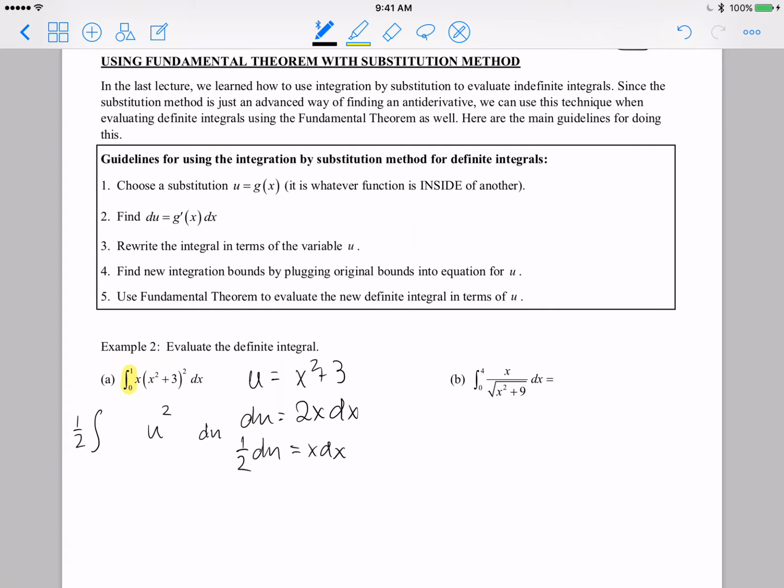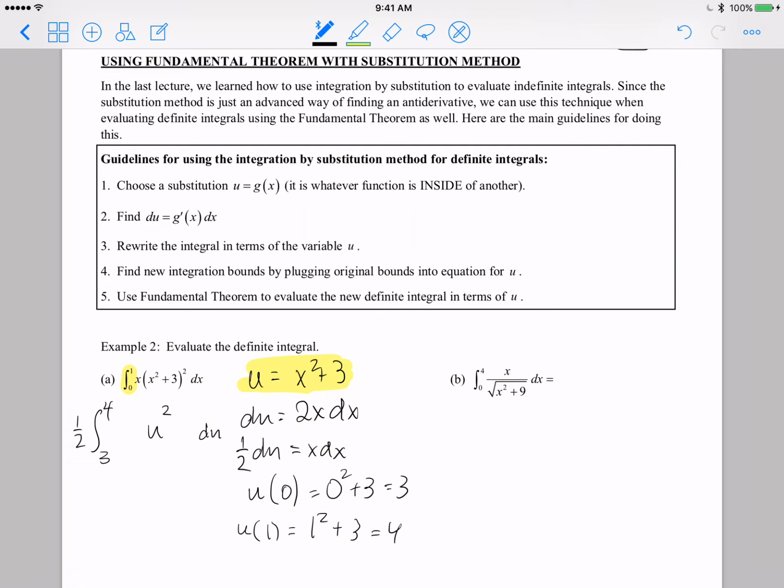And so what I'm going to do is plug in that 0, which is the original lower bound, into my equation for u, which is back up here in yellow, and figure out what the new bound is. So that's going to be 0 squared plus 3, which is equal to 3, and so that's going to be my new lower bound. And then my new upper bound is going to be u of 1, which is going to be 1 squared plus 3, which is equal to 4.